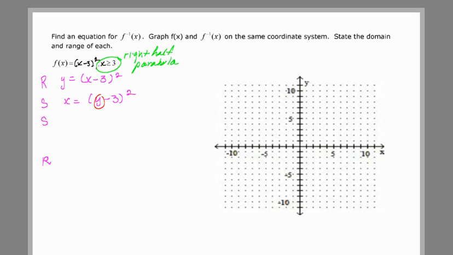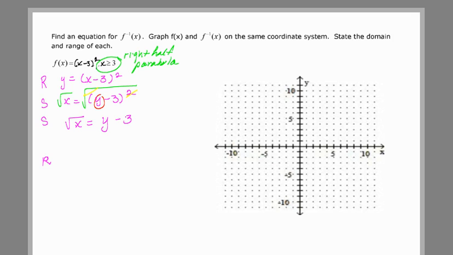So I'm going to have to first get rid of this square. How do you get rid of something? How do you get rid of a squaring operation? Well, we're going to have to square root both sides. So square rooting both sides cancels the square. The square and the square root cancel. So I'm left with the square root of x equal to y minus 3.